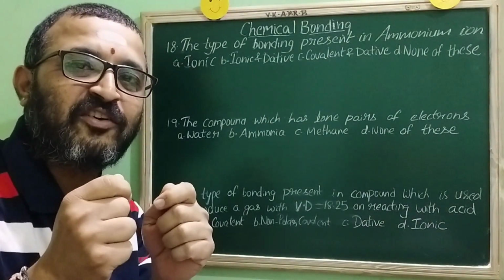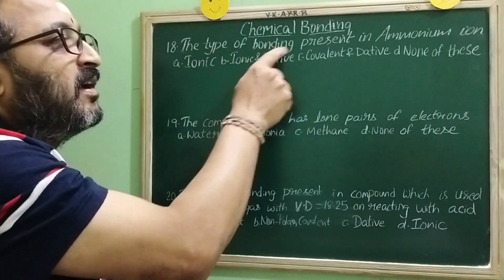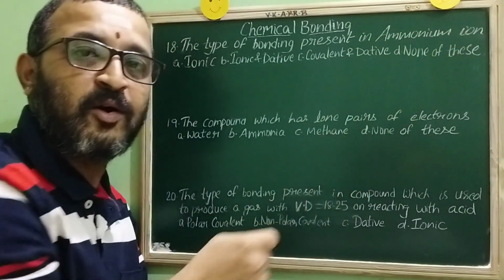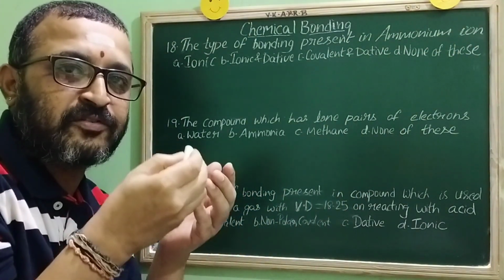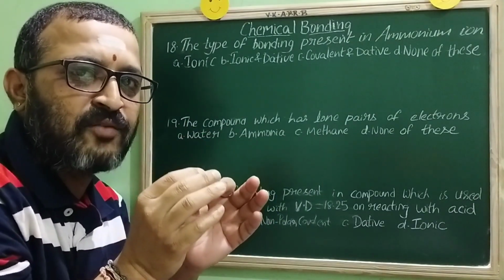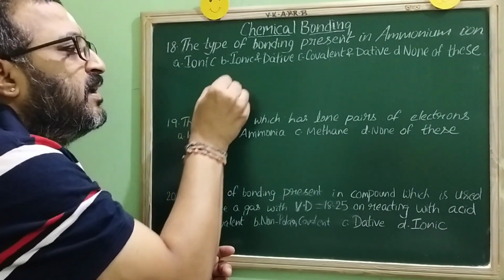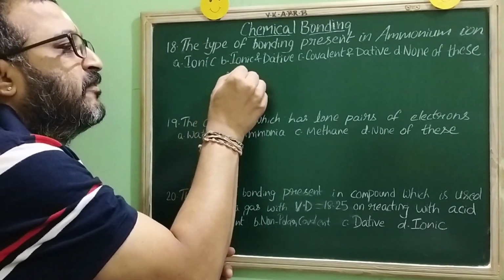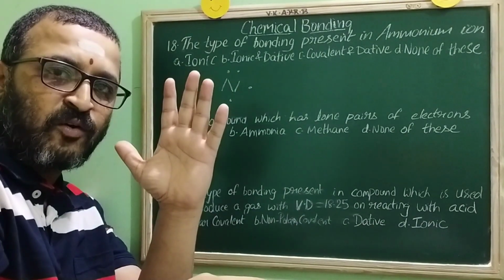Children, we will proceed with the next question in chemical bonding. The type of bonding present in ammonium ion, right? Children, we all know that ammonium ion is produced when ammonia combines with H+. First, we will write the electronic configuration of nitrogen, that is nothing but 2, 5. That is, it has 5 electrons in the outermost shell.